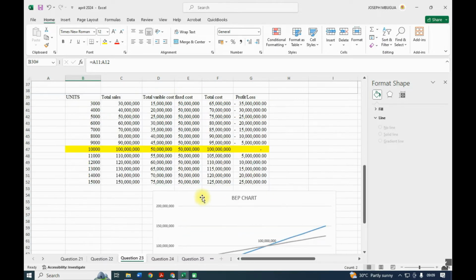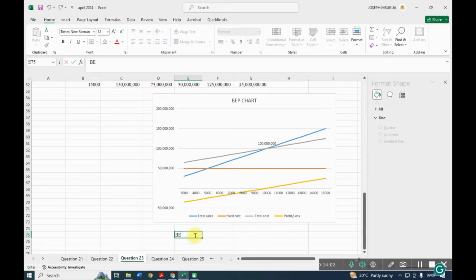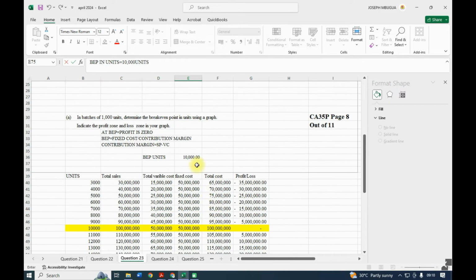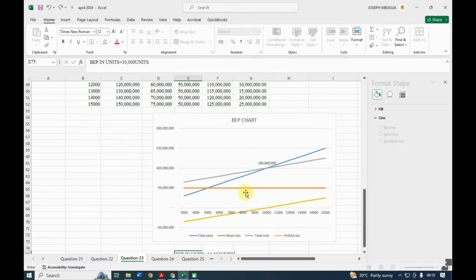And we'll find that our break-even point here, where the profit is 0, so our BEP in units is 10,000 units. We have done it using calculation here, using the formula, but still on the chart you can see where they are intersecting, where the profit is 0, that is the BEP, or where the total revenue equals total cost, still that one gives you the break-even point at 10,000.